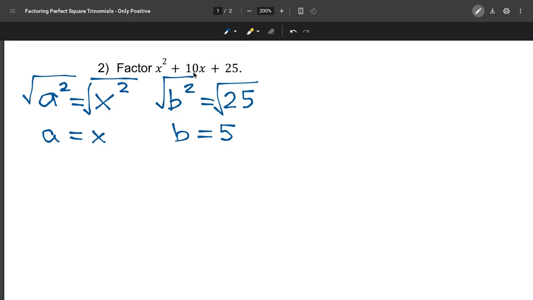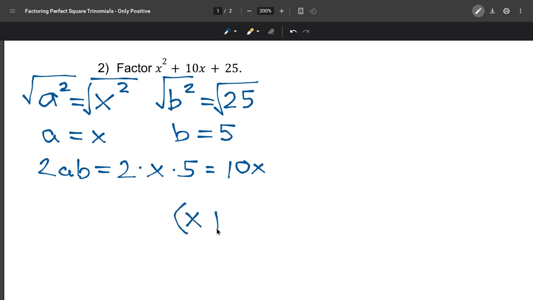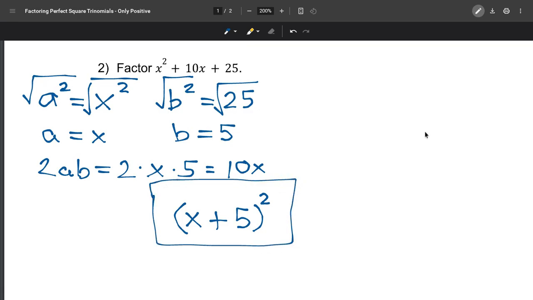Let's check. Does 10x, is that 2ab? So 2ab is going to equal 2 times x times 5. 2 times 5 is 10. 10 times x is 10x. So this is a perfect square trinomial. So it should factor to a plus b squared, or in this case, a is x and b is 5, so x plus 5 squared. That's our factored form. Okay, let's keep going.